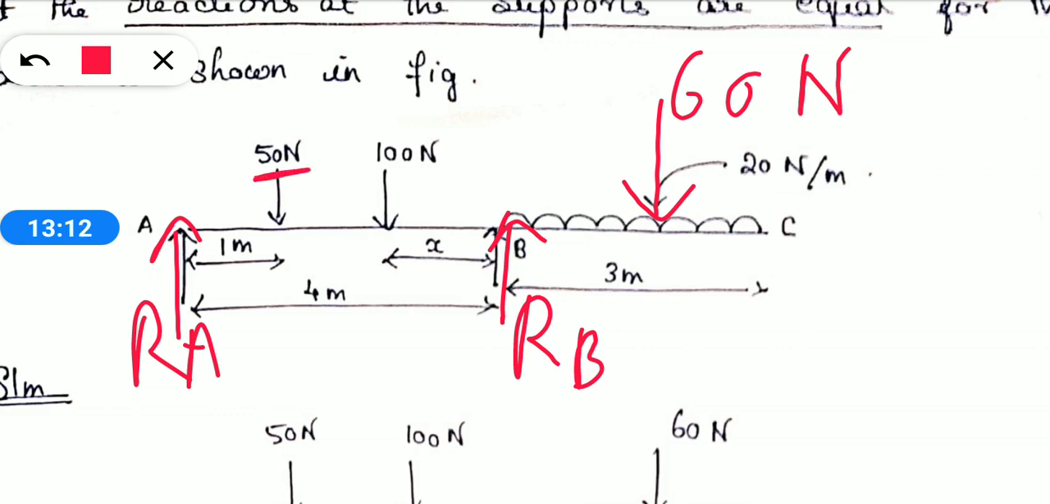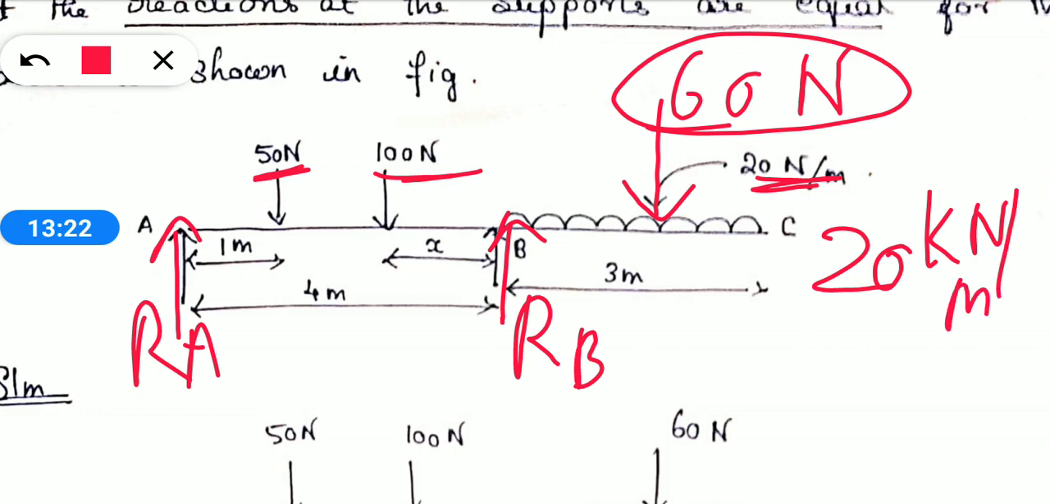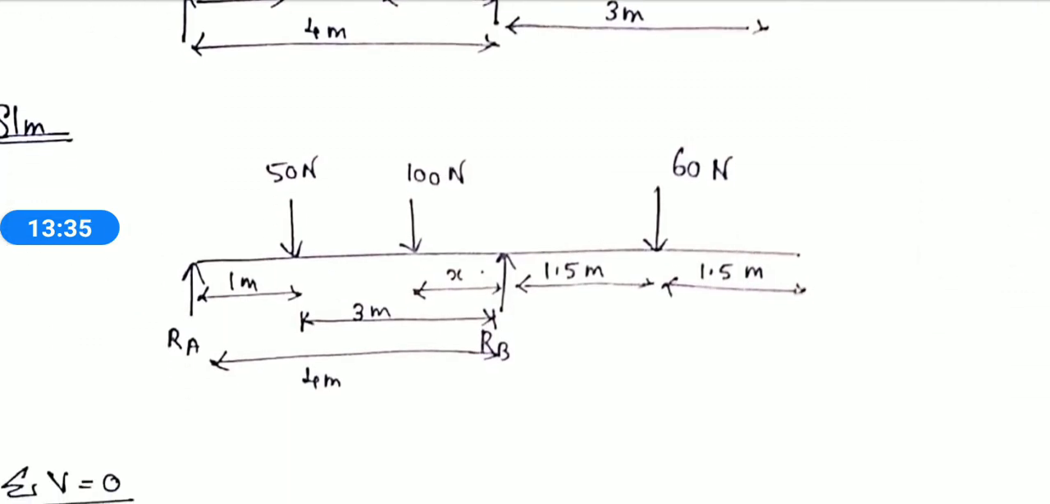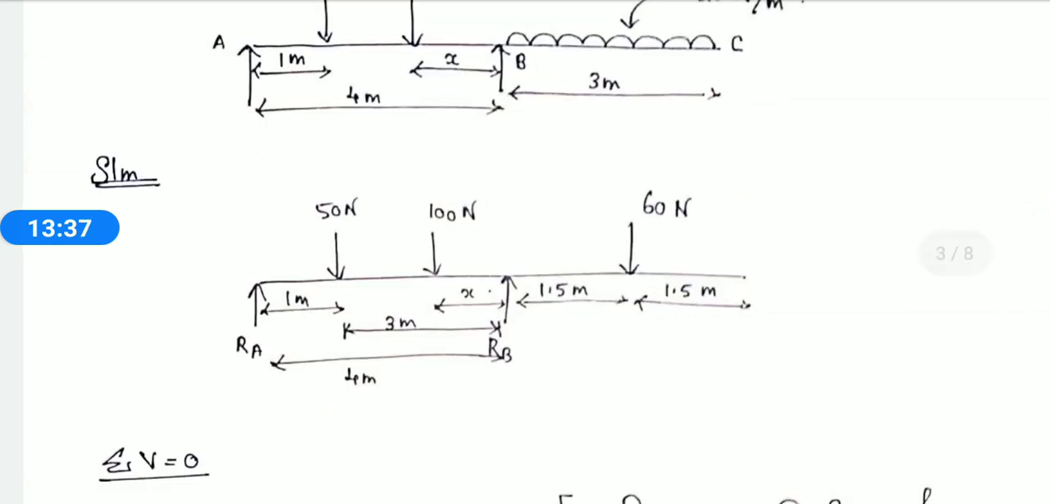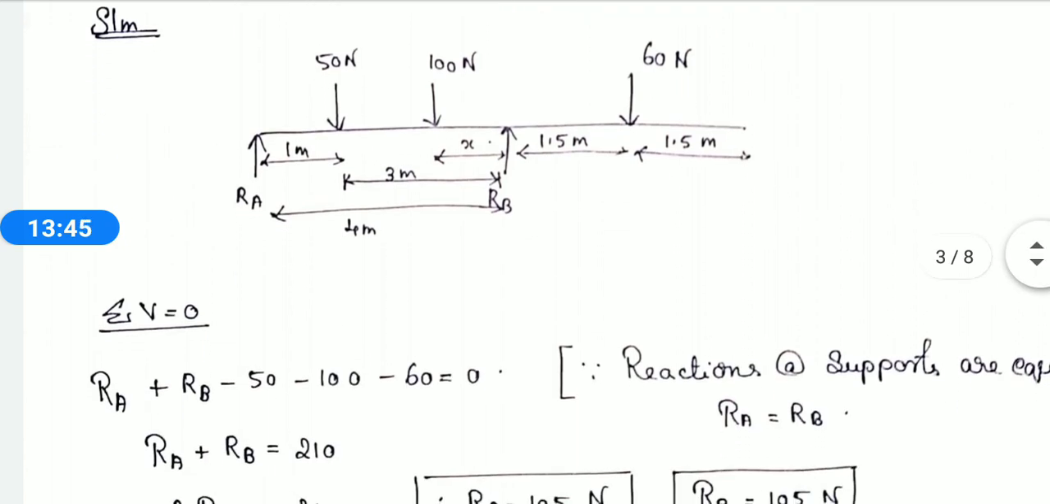See, in this problem they had given the values in Newton. If they are giving in Newton, you have to keep it in Newton. If they give 20 kilonewton per meter, then your value will be equal to 60 kilonewton. Okay, conversion is a must. They had asked us to find what our x value is. That is what we had mentioned in the free body diagram. Now we have to calculate three conditions, that is summation of horizontal forces, vertical forces and moment. In this no horizontal forces are there, so directly we are moving into vertical forces.